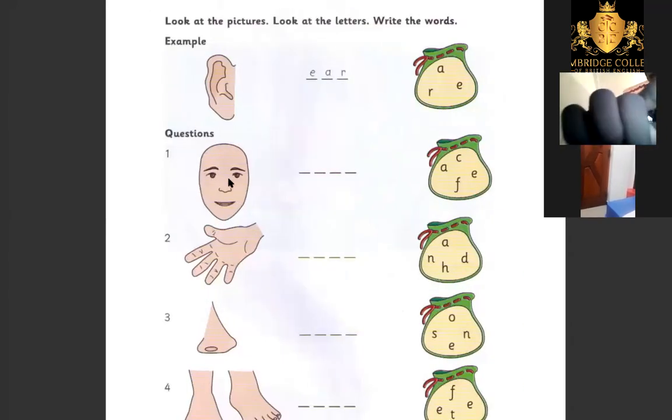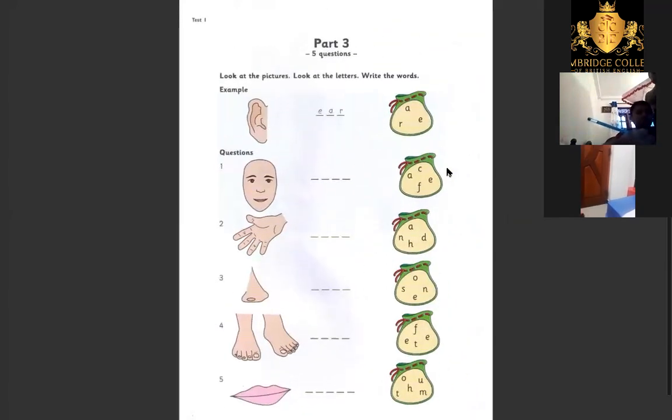Yes, it's a face. Then write the word face by using these letters, okay? You can do it alone. Then teacher asks questions from you. That means teacher is going to ask the spellings for it, okay? Let's start.